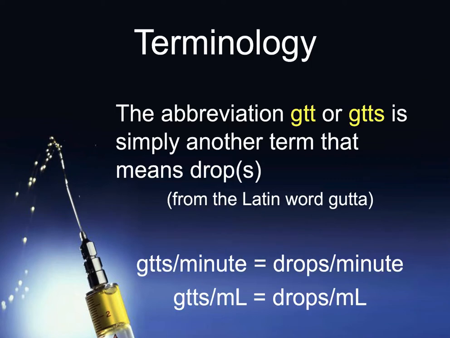A couple things to keep in mind when we're talking about drip rates is you'll see the abbreviation GTT or GTTS. It's a term that means drops. It actually comes from a Latin word. GTTS per minute would be drops per minute. GTTS per milliliter would be drops per milliliter, and you'll see references to both of those. And it's important to recognize that we have to pay attention to both, whether we're talking about the way a drip set delivers fluid, that's drops per milliliter, or the rate we want the medication to be administered, and that's drops per minute.